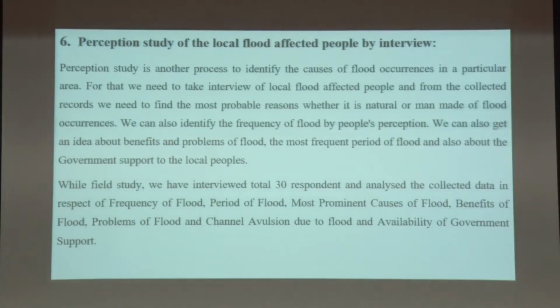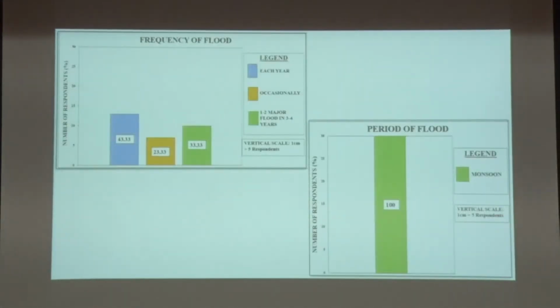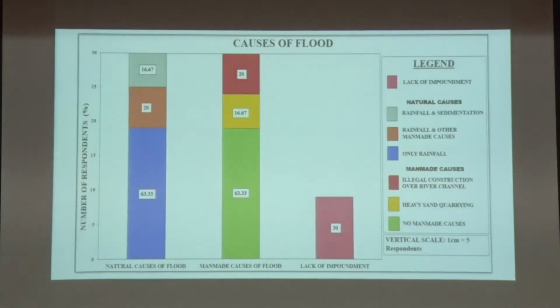Next, we have done the perception study of the local flood affected people. In case of frequency of flood, few have said that flood occurs each year, while most of the others have said it occurs occasionally, and some of the respondents said that within 3 to 4 years a major flood occurs. Most of the respondents have said the flood period is monsoon.